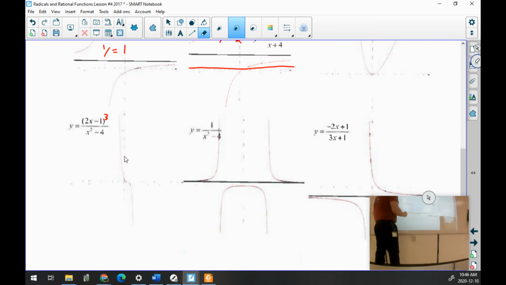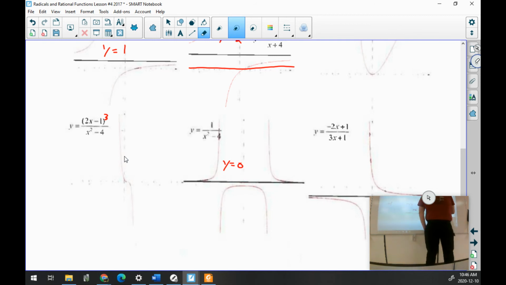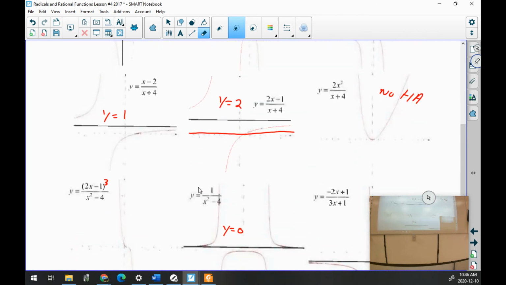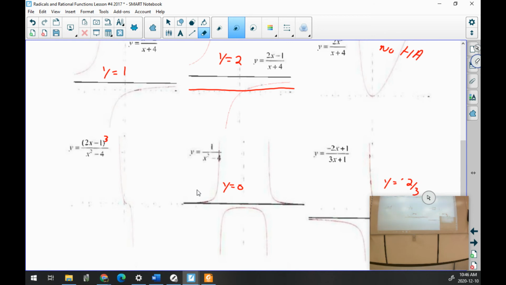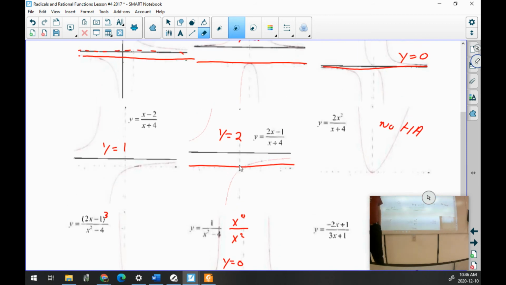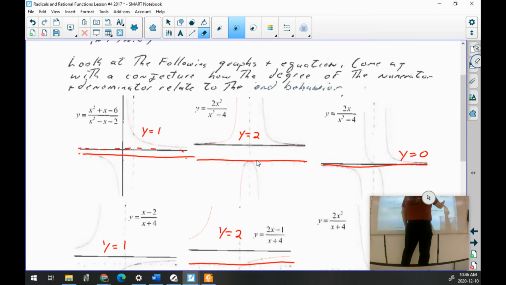Here we have a horizontal asymptote with y equal to 0, and down here we have one at y equals negative 2/3. Now, it's hard for me to read the graph, but I can pick them from this. If we look at the ones that have y equal to 0, there are 2 of them. We have a linear function over x squared, and up here we have a linear function over a quadratic function.